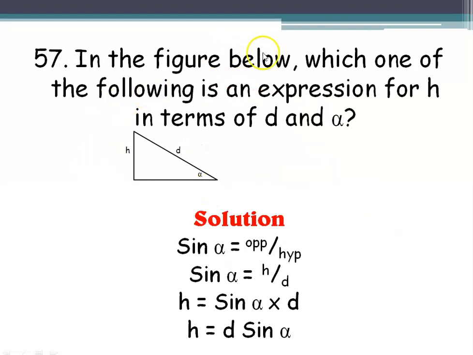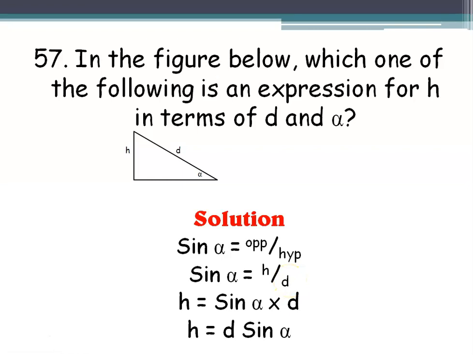Question 57 says, in the figure below, which one of the following is an expression for h in terms of d and alpha? Okay, so this is my angle, alpha. So let's take note, what sides are we given? Because this side is facing alpha directly, so this is our opposite. And then this is the longest side. This is the hypotenuse. So we have opposite and hypotenuse. And opposite and hypotenuse, we're using sine. So sine alpha is opposite over hypotenuse. Remember, my opposite is h and my hypotenuse is d. So in place of opposite and hypotenuse, I'm going to have h over d.